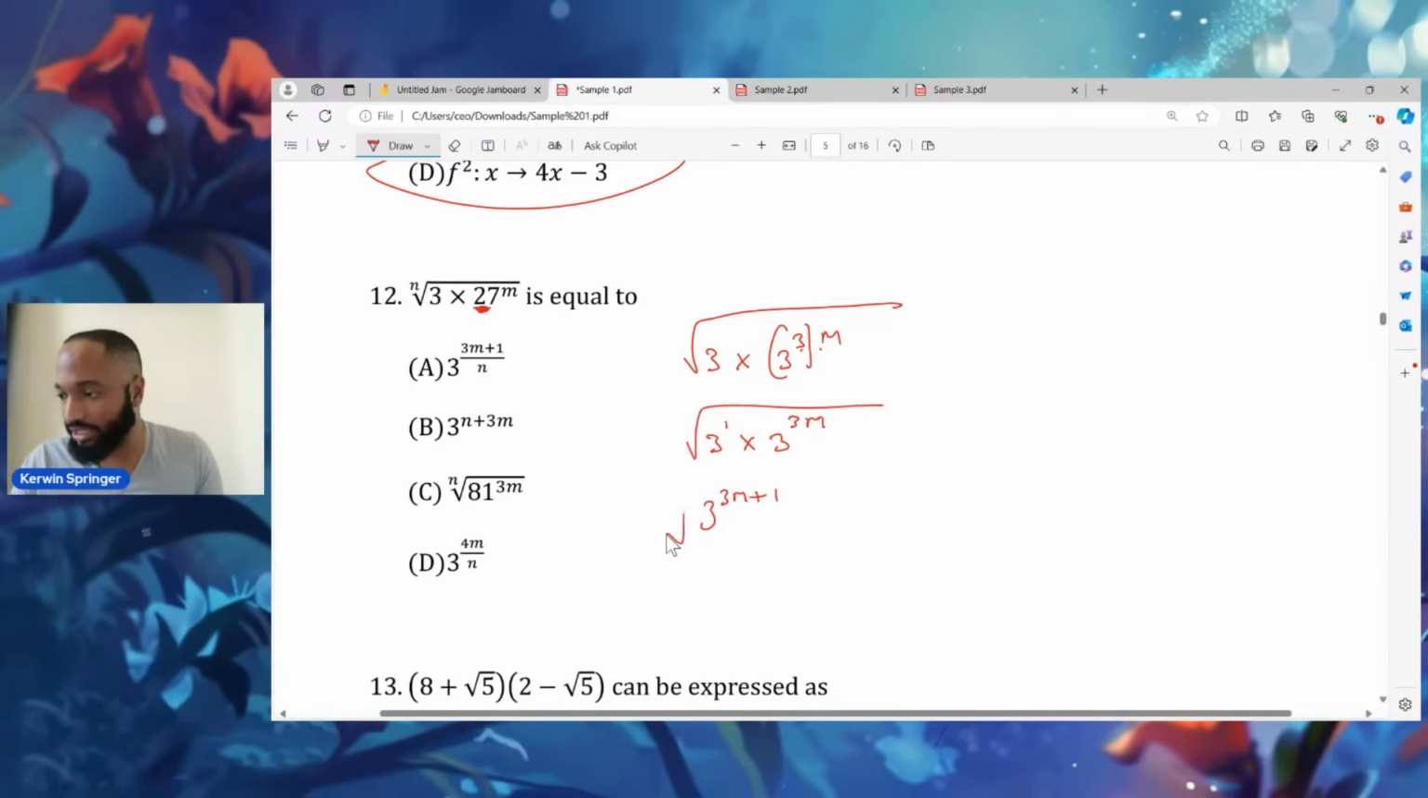So far, so good. And then there's a root sign. Root means fractional power. Well, actually, it's not square root, it's nth root. Still fractional power. But the denominator of the fraction will be n. So this is really 3 to the power of 3m plus 1, and the fraction is n. The nth power. So the answer is A.